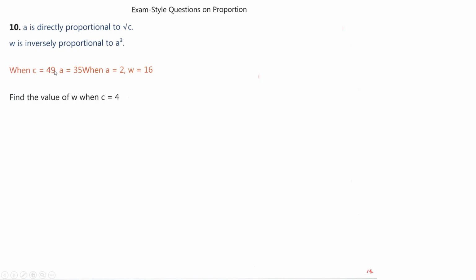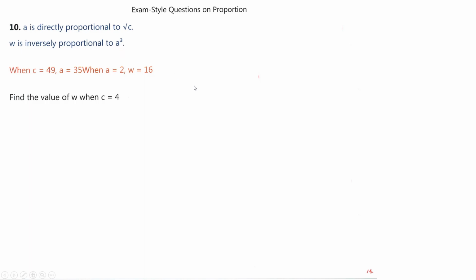A cubed. When C is 49, A is 35. When A is 2, W is 16. Work out the value of W when C is 4. So we've got three letters this time, A, C, and W. So A is proportional to the square root of C, and W is inversely proportional to A cubed. So it's like really having two questions in one.